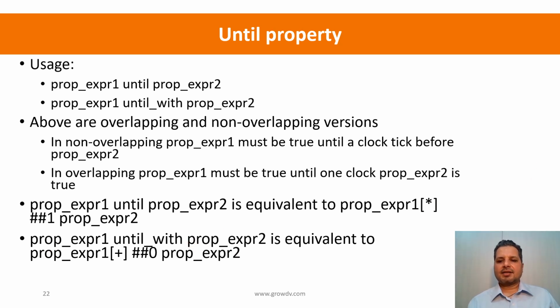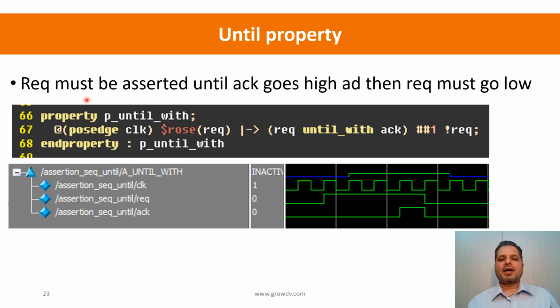Let's take a look at an example. So what we are saying over here is that the requirement is that the request must be asserted until ACK goes high, and then request must go low. That's our requirement, and this is our property. So we are saying $rose of request, and we are using the overlapping implication operator, and we are saying request until with ACK, and then followed by that 1 clock delay, and the request must go low. Anyway, this part is an additional part that we have added. Our primary focus is on this one.